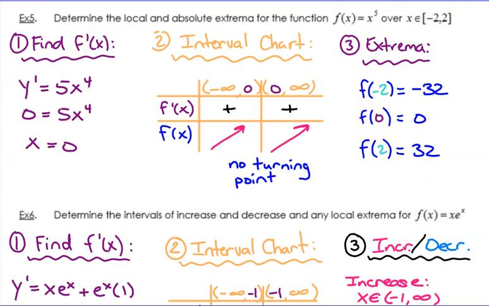Determine the local and absolute extrema for the function. So first, again, find the derivative, set it equal to 0, and then solve for any of your x values. Take that x value, put it into your chart, and then solve for the positives and negatives and see what happens to your original graph. Because this one is going from increasing to increasing, that just means it's continuing to increase. There's no turning point, there's no local extrema.